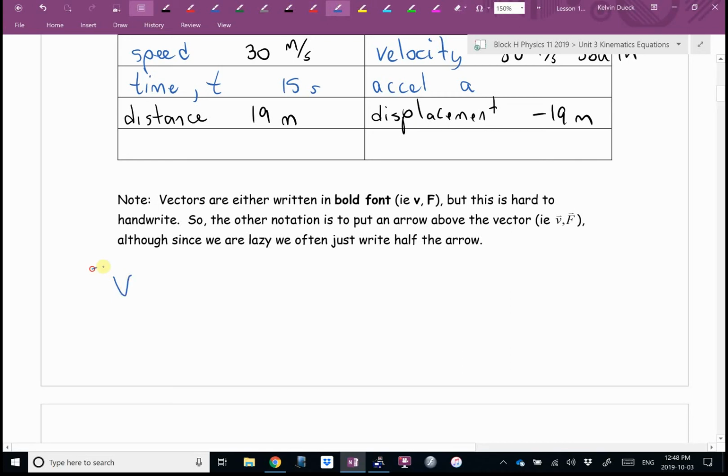We use a v and we put an arrow over it to show that it has direction, except we're lazy. We only put half the arrow, the top half. We don't even bother filling in the entire head of the arrow. You can if you want to. I won't take marks off.